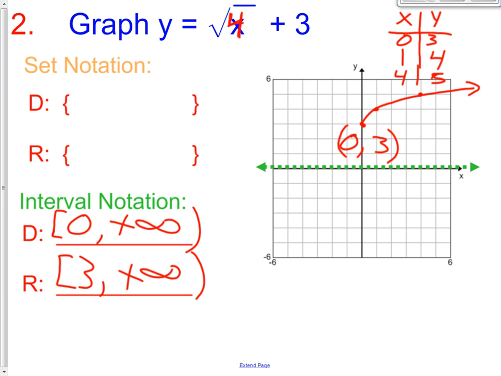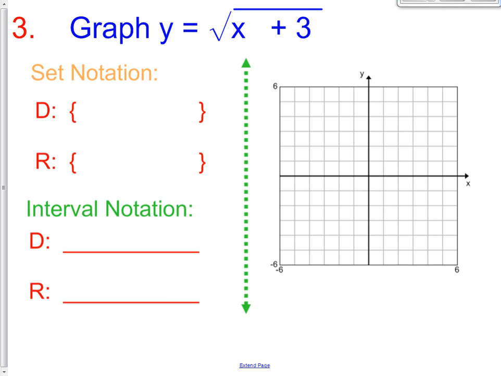So now for our set notation, we say x such that x and y such that y. It's everything to the right of 0, which means x is greater than or equal to 0. It's everything above 3, so it's y such that y is greater than or equal to 3. Why don't you guys now pause the video, hopefully 1 and 2 make sense, and try numbers 3 and 4 on your own. Okay, pause the video, try those two.